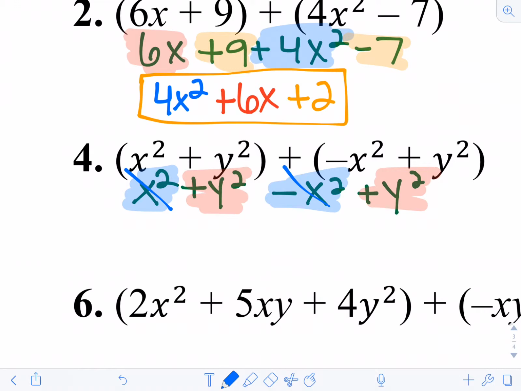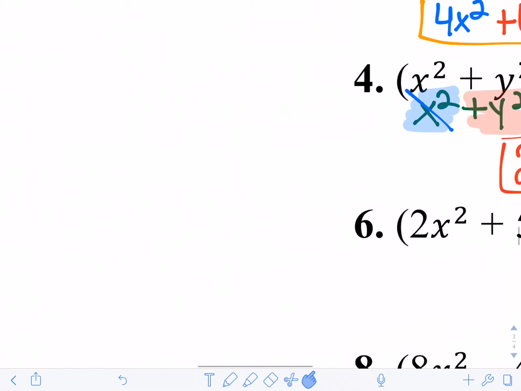So I have 1 y squared plus another y squared. So that gives me 2 of those things that are called y squareds. And there's nothing else for me to combine, so that's my final answer.